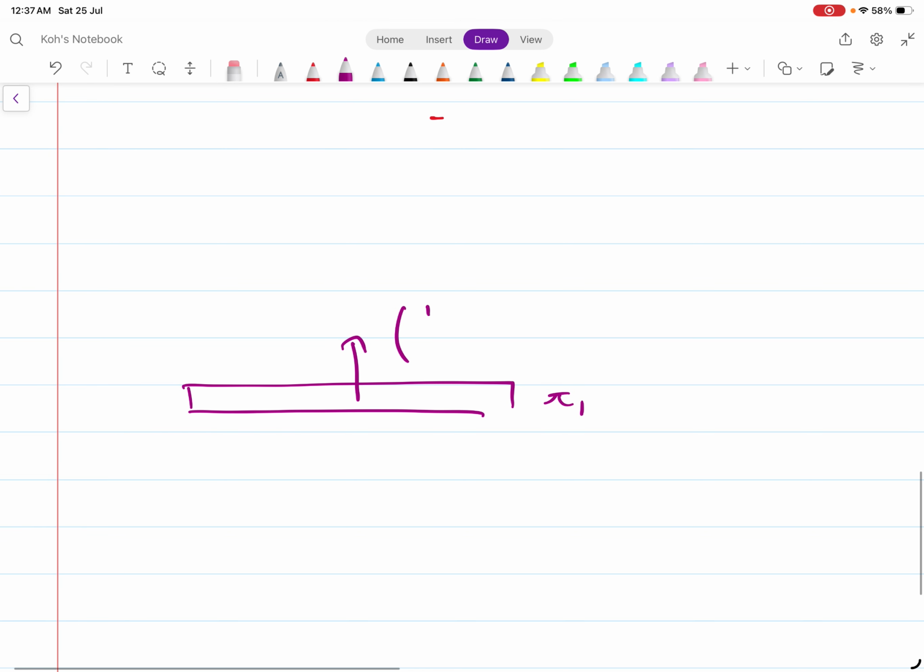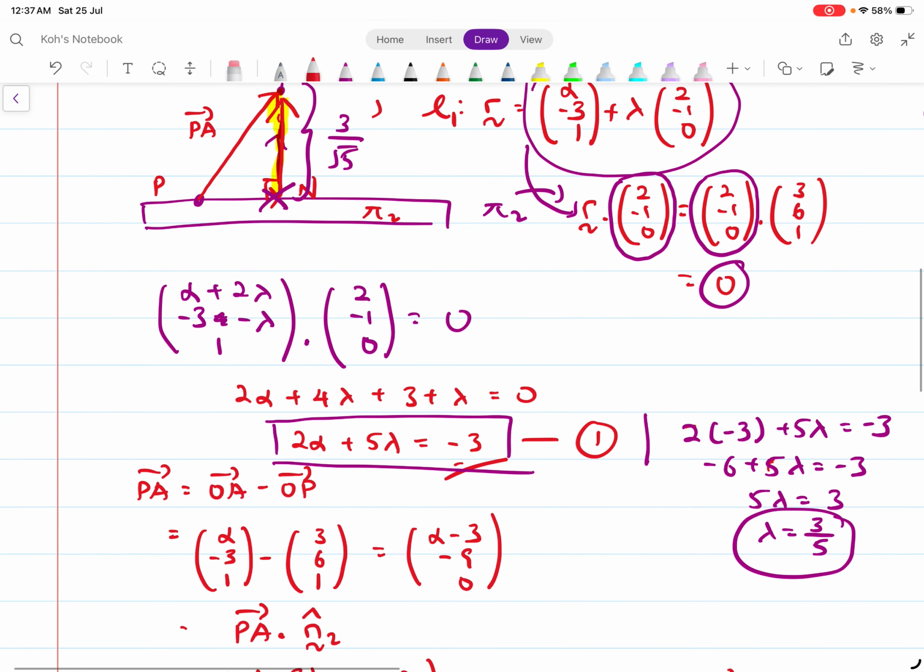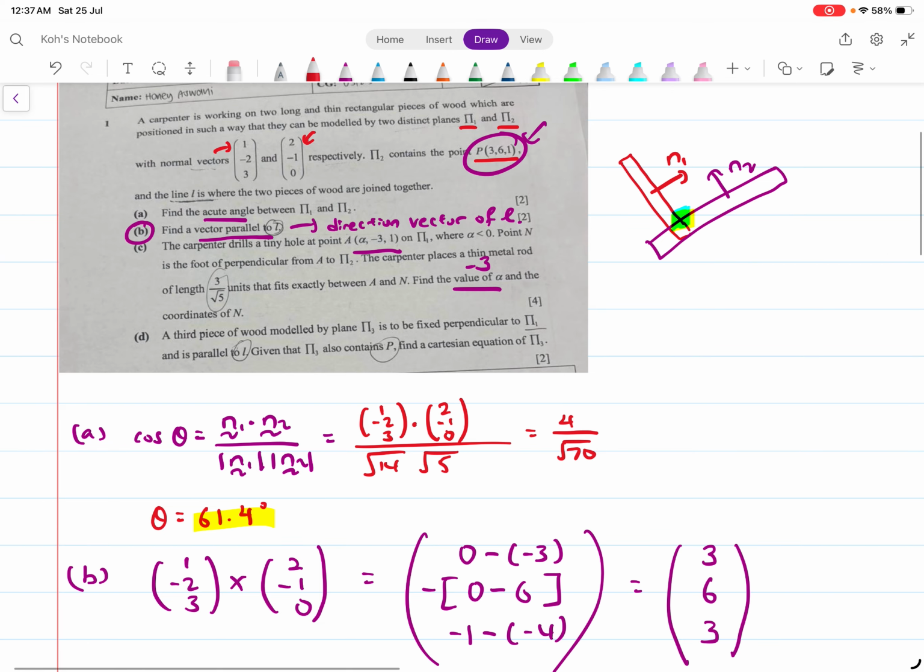So they say I have this plane 3, fixed perpendicularly to plane 1. So this is plane 3. This one has a normal vector as well, but I think they never give it. Never mind. So plane 3 is fixed perpendicular to plane 1, and this plane 3 is parallel to L.